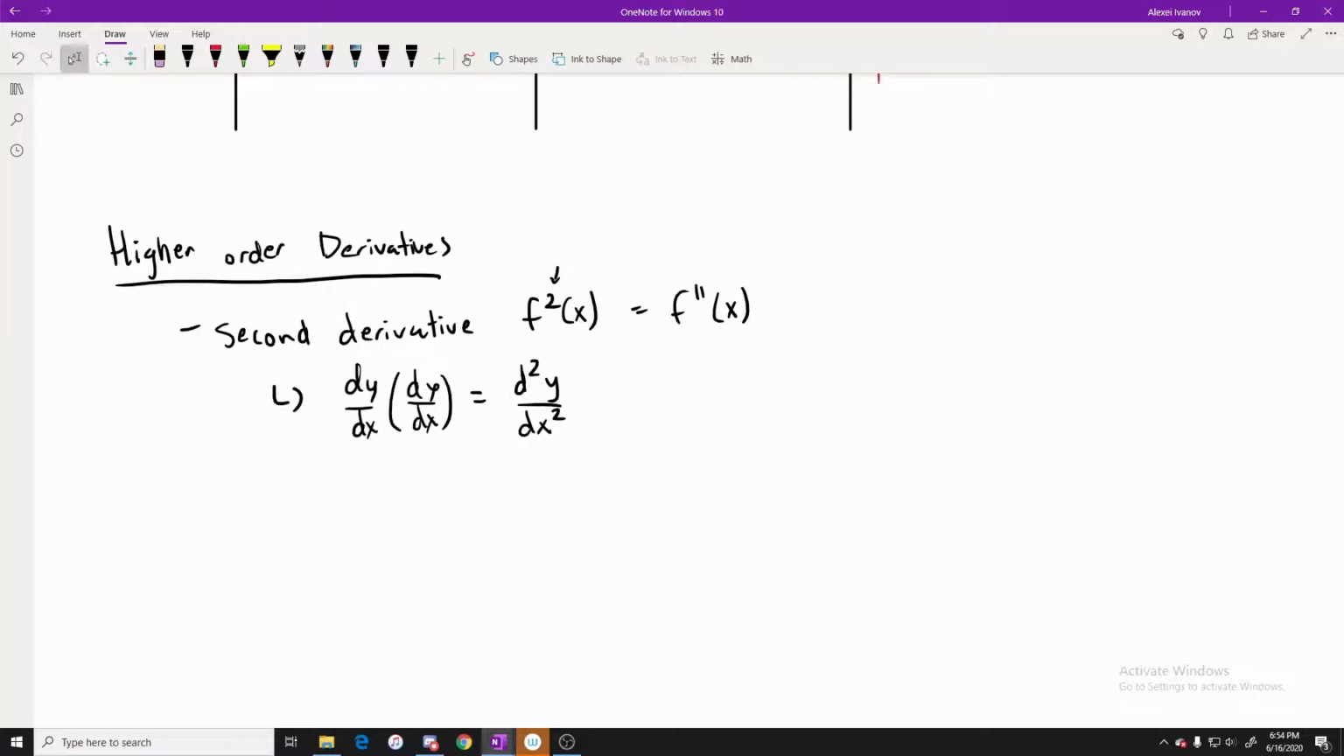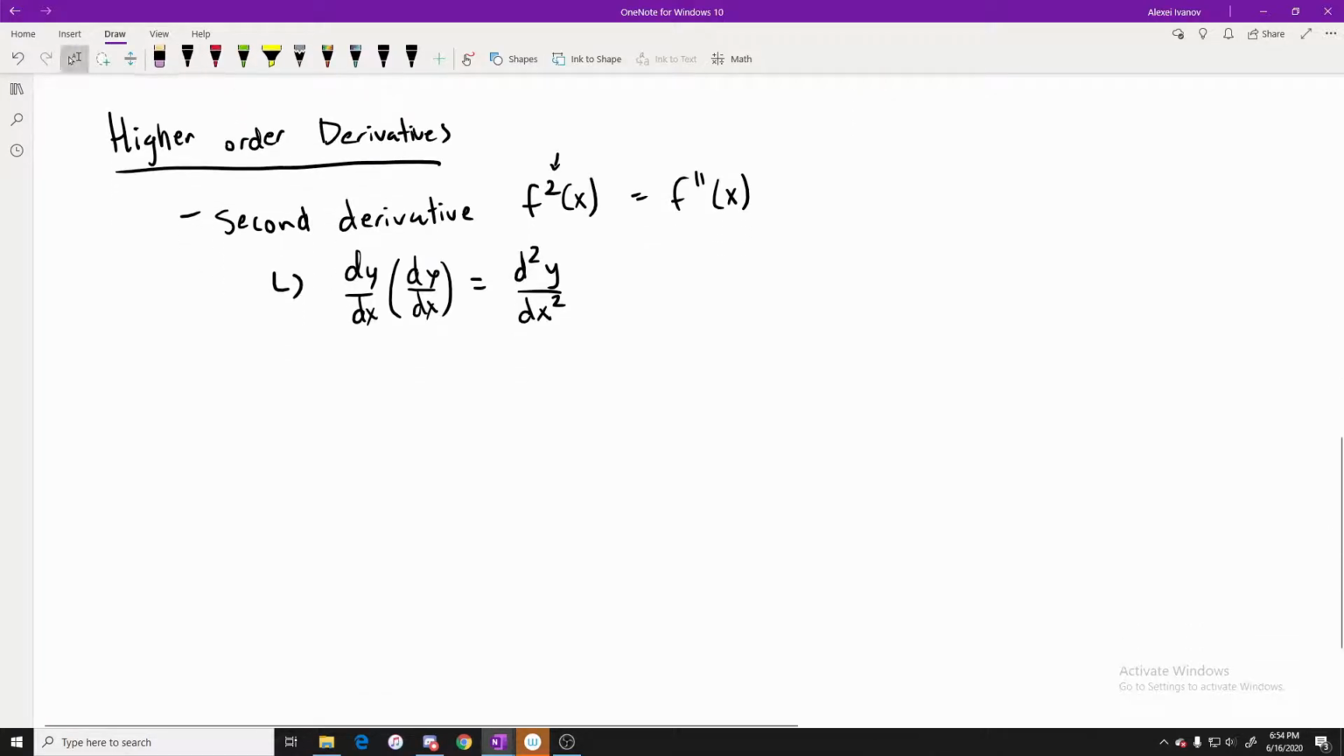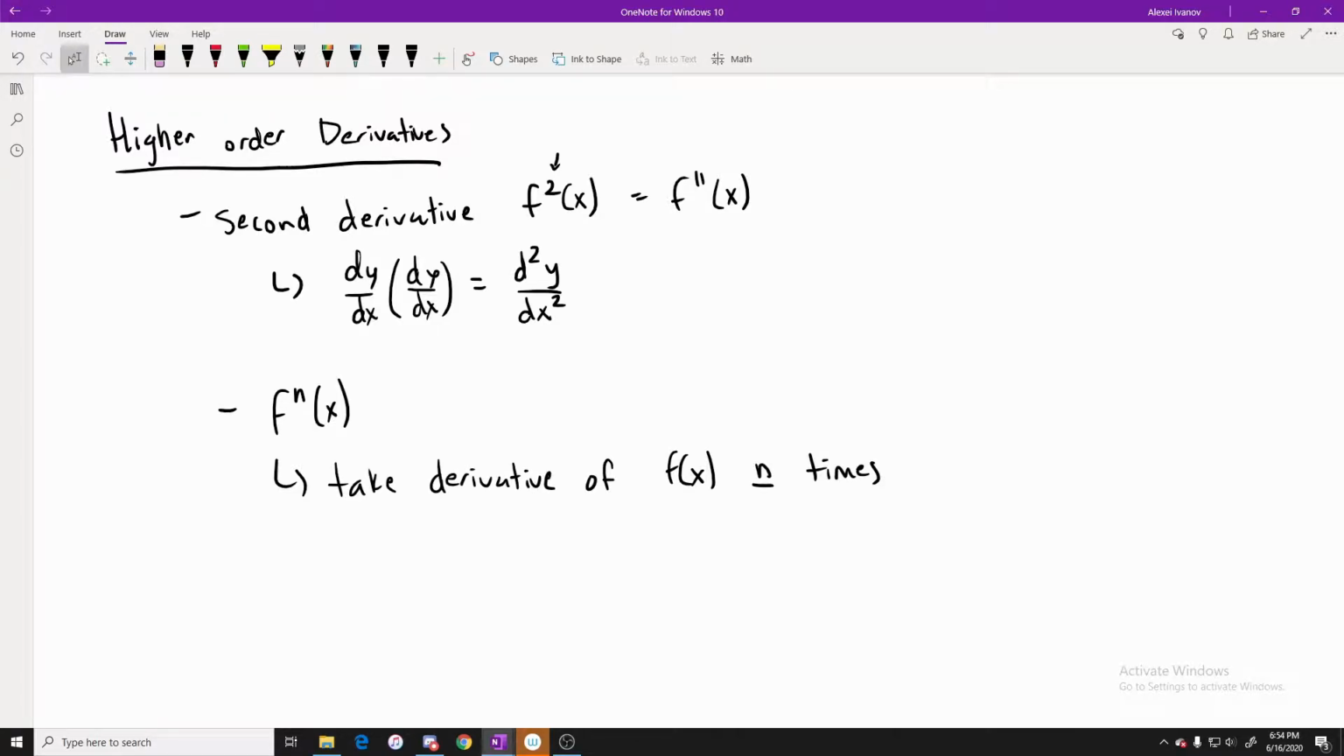And if we have something written in the form of f superscript n of x, this just means that we take the derivative n times. So nothing too difficult. You're just going to be continuing the process as many times as it tells you.